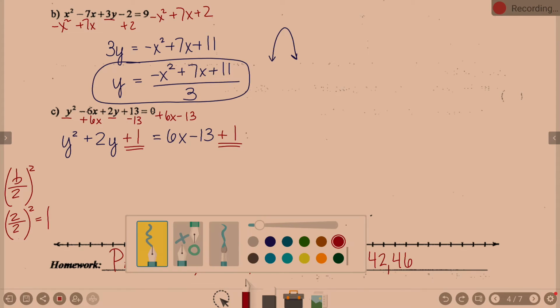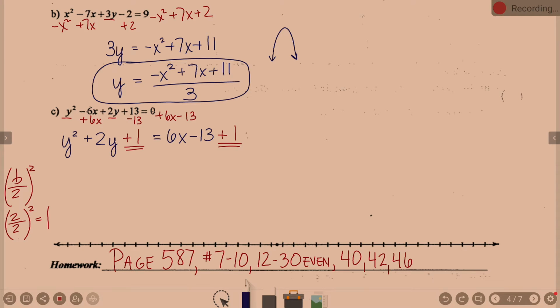Now, the idea after you complete the square is that that left side factors into parentheses squared. Does this sound familiar? The square root of y squared is y. The square root of 1 is 1, and the sign in front of 2 is a plus. Or you can just think what multiplies to be 1 and adds to be 2, and that's 1 and 1. So y plus 1, quantity squared. The right side I'm just going to clean up as 6x minus 12.